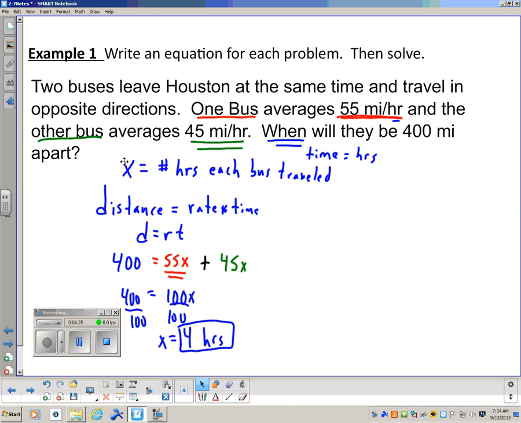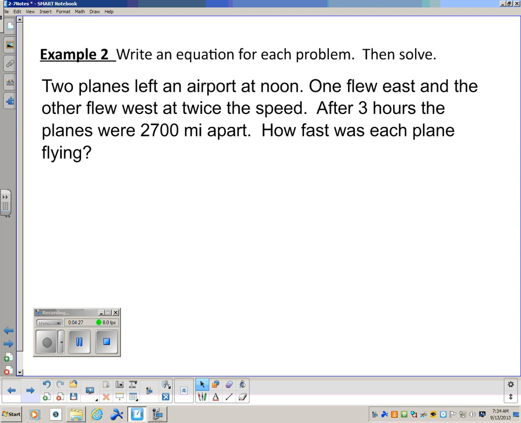All right, let's go on to problem number 2. Write an equation for each problem and then solve. So this one here, we've got 2 planes that left an airport at noon. One flew east and the other flew west at twice the speed. After 3 hours, the planes were 2,700 miles apart. How fast was each plane flying?